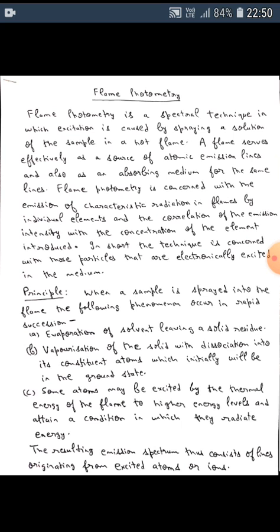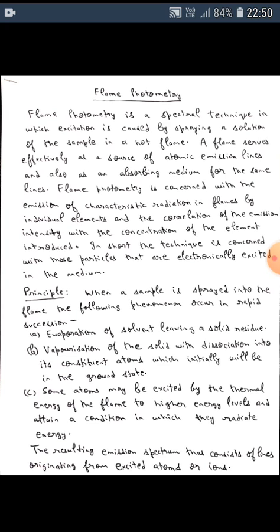Let us see the specific principles involved in flame photometry. Now, when a sample is sprayed into the flame, phenomena which occur in rapid succession are as follows. The first and foremost phenomenon that takes place is the evaporation of solvent, leaving behind a solid residue. The second phenomenon which occurs is the vaporization of the solid, followed by its dissociation into its constituent atoms, which initially will be in the ground state.